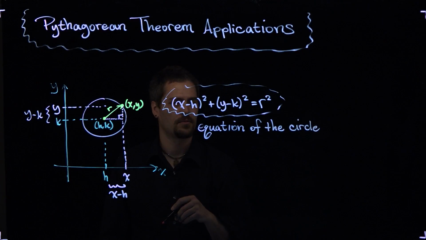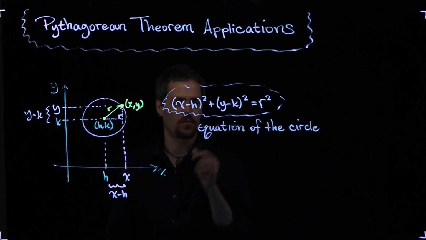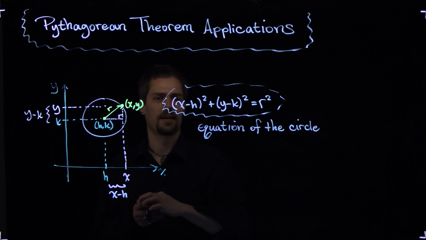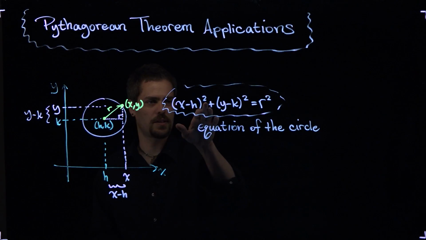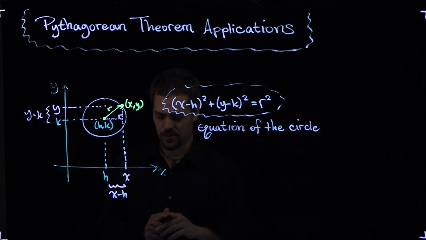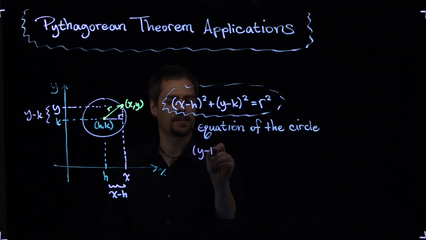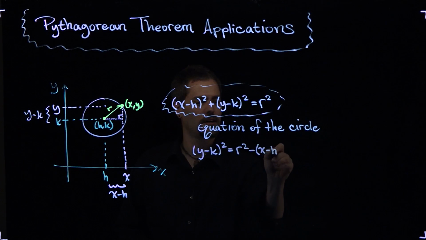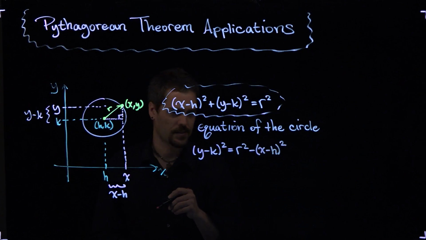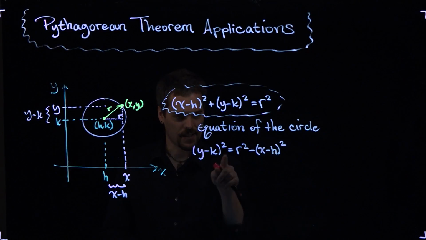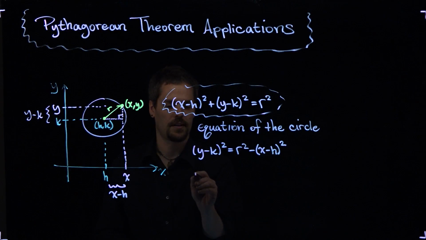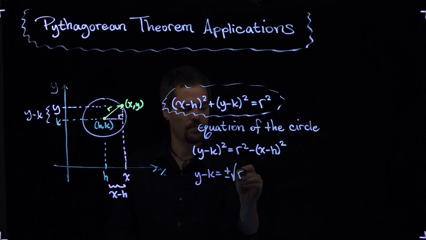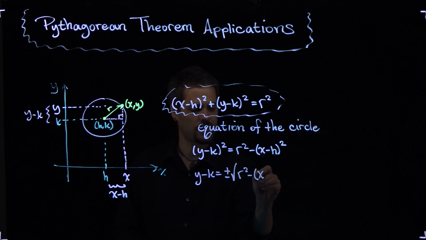Now, if you want to have y on one side of the equation and x on the other side, then let's start by getting this big chunk, x minus h quantity squared, over to that side. So just subtract it from both sides. That would give us y minus k quantity squared equal to r squared minus the quantity x minus h squared. I could take a square root to get rid of that little square. Square root of both sides gives me y minus k equals plus and minus the root of r squared minus quantity x minus h squared.